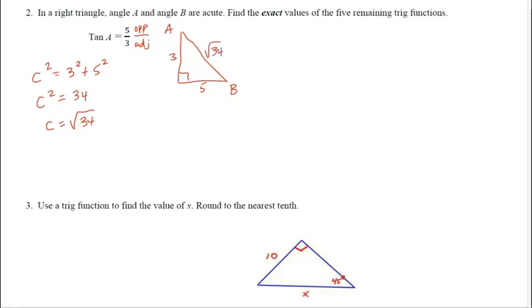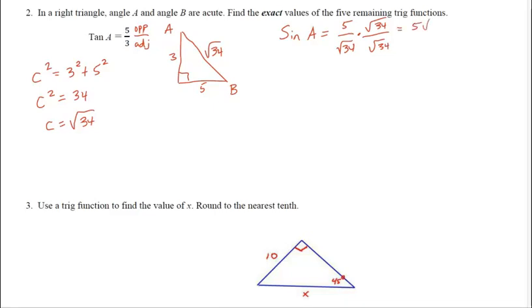And now I'm ready to find, I already know tangent, so I don't have to list that. So I'm going to list all the other 5 for angle A. So I'm going to do sine of angle A. Sine is opposite, which is 5, over hypotenuse, which is root 34. And here I am again having to rationalize.